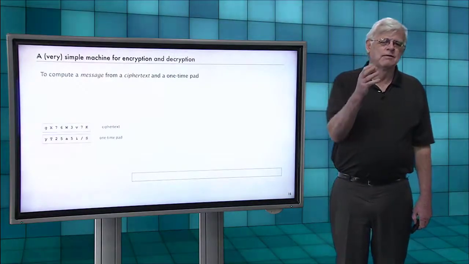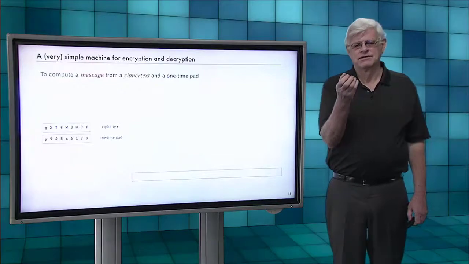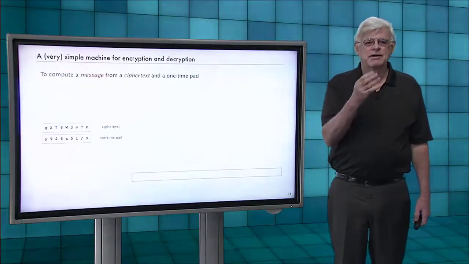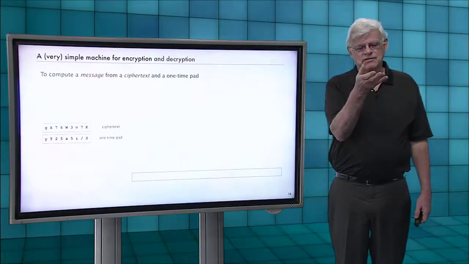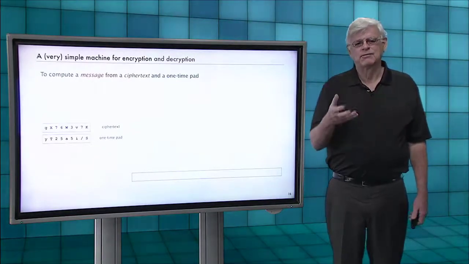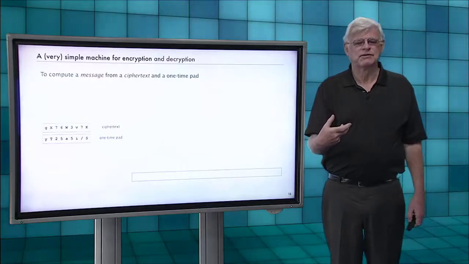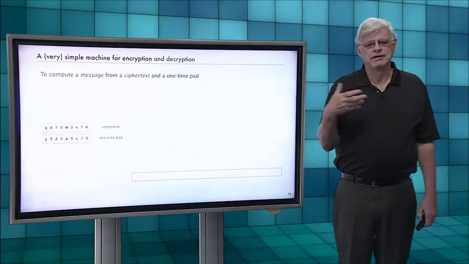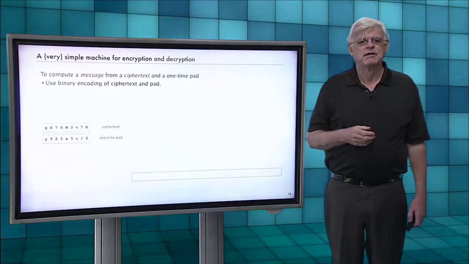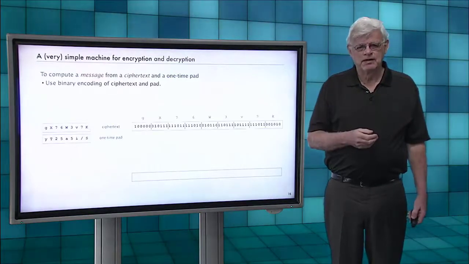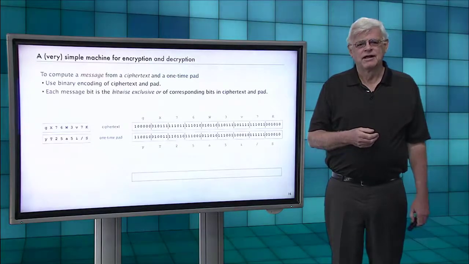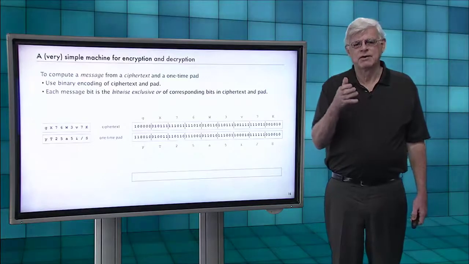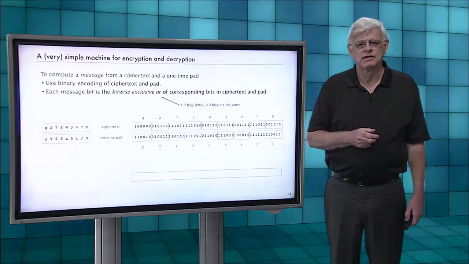So now we've got a ciphertext, and we've got the one-time pad, the same one-time pad that Alice used, and now we want to get the message back. Bob's phone has received the ciphertext from Alice, and Bob typed in the one-time pad they have written down on a piece of paper. And so again, we'll use the binary encoding as before.